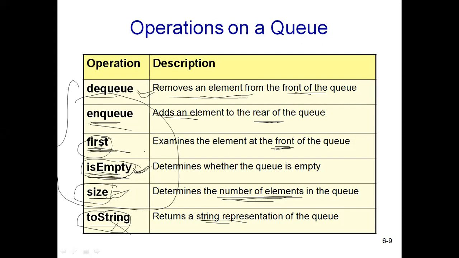The first function returns the front of the queue, the first element of the queue, and the isEmpty function returns whether the queue is empty or not. If it is empty, it returns true, otherwise it returns false. And next, size: it gives the number of elements in the queue itself. Okay, these are the basic main operations.